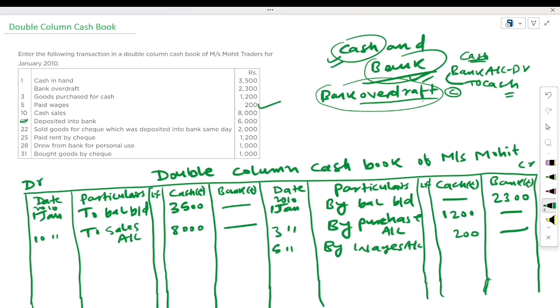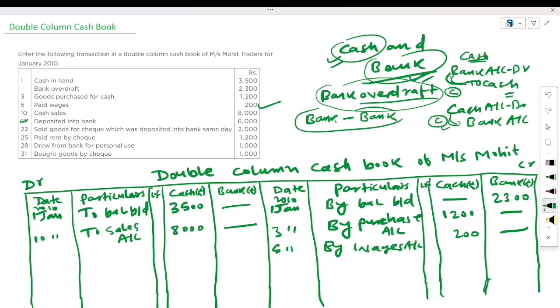And if the transaction is related to withdrawal of cash from bank, it means cash account debit to bank account. This entry also will be known as contra entry. So if the transaction is related to bank to cash or cash to bank, both these entries are known as contra entry. Or sometimes it may be given that the transaction is related to bank to bank. It means one bank to another bank.